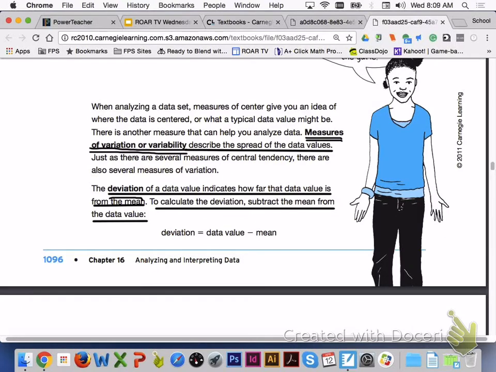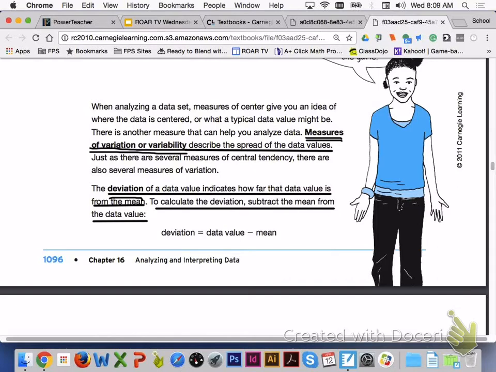When you are analyzing a data set, measures of center give you an idea of where the data is centered, or what a typical data value might be. There is another measure that can help you analyze data. Measures of variation describe the spread of the data values. Just as there are several measures of central tendency, there are also several measures of variation.